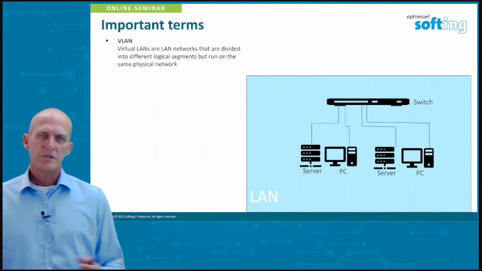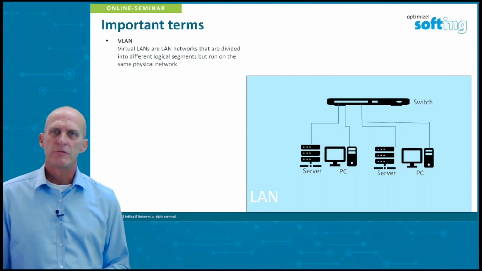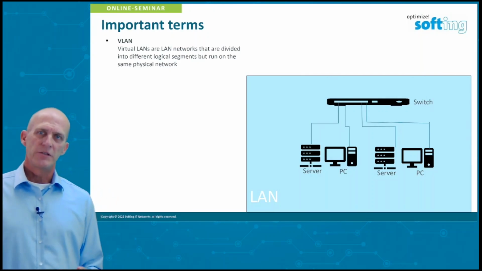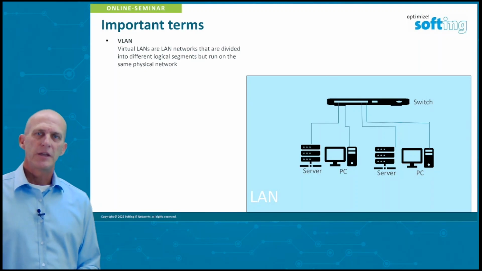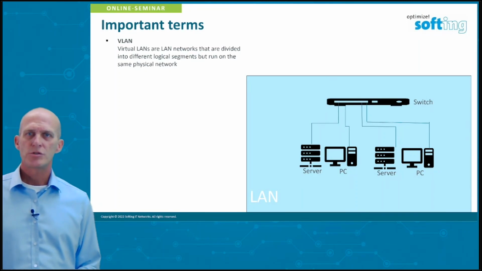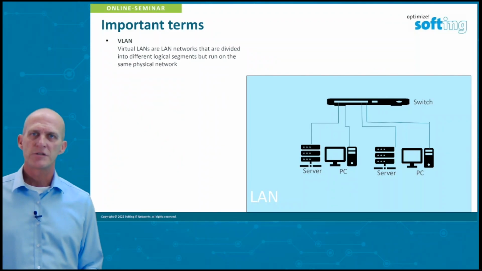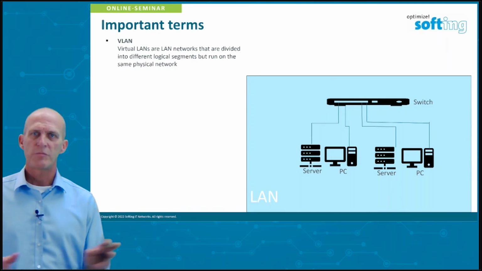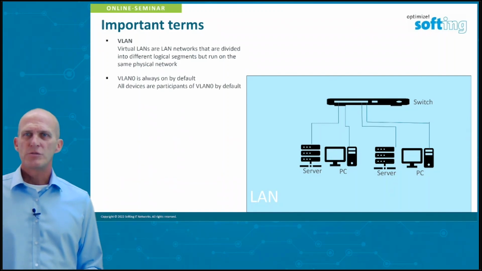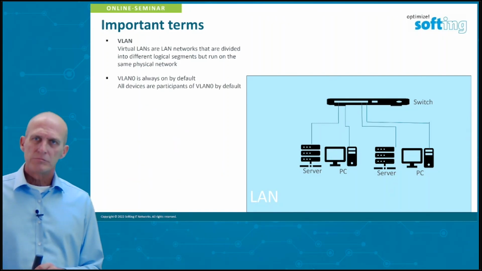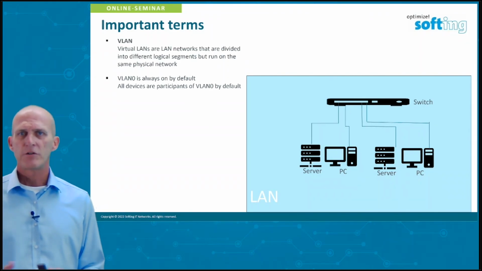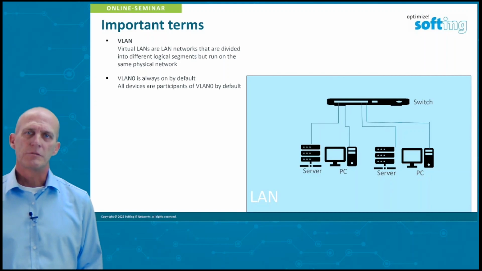VLANs. So what's the difference between VPNs and VLANs? VLANs are virtual LANs. VLANs run in the same local area network, and they basically are used to separate local area networks that are physically on the same network, physically on the same switch. So all devices are on the same switch, but you want to separate them somehow. So what you do is you use the VLAN technology to basically put the two or more segments aside.